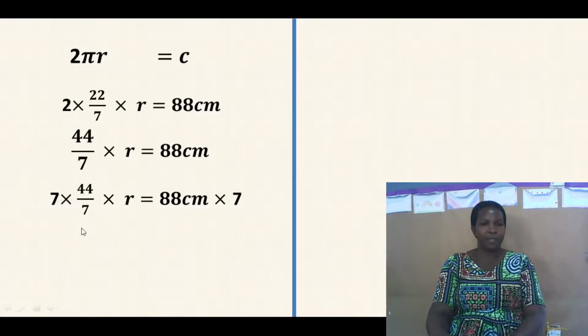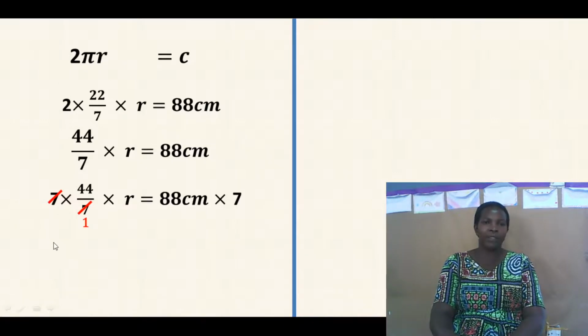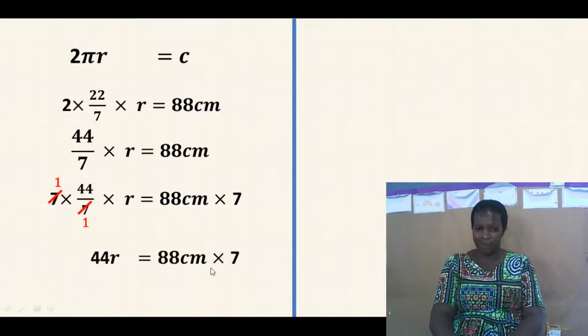We shall eliminate this denominator by multiplying it on both sides. At this very stage, my dear boys and girls, if you can recall so well, we shall have to cancel 7 divided by 7, everyone. What shall we come up with? Good, we shall come up with a 1. Again, 7 divided by 7, what shall we come up with, everyone? Good, we shall come up with a 1. So we shall proceed and say that 44r is equal to 88 centimeters times 7.